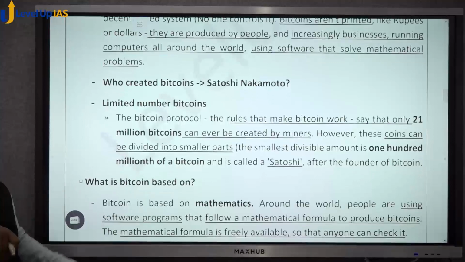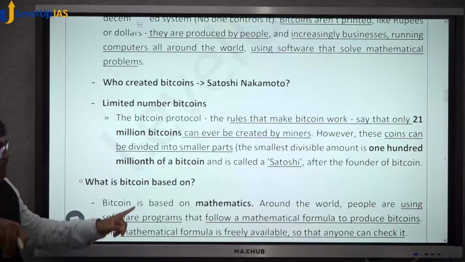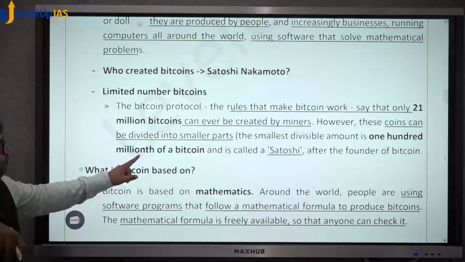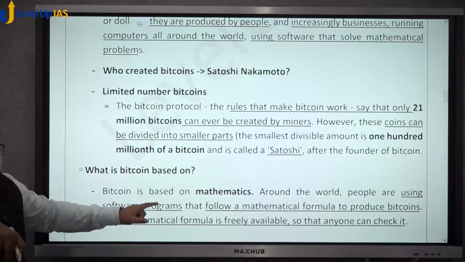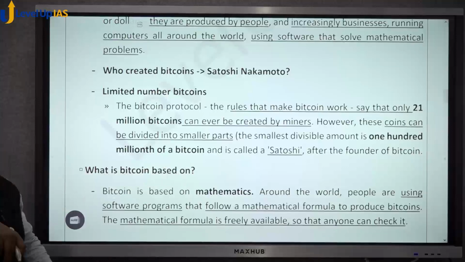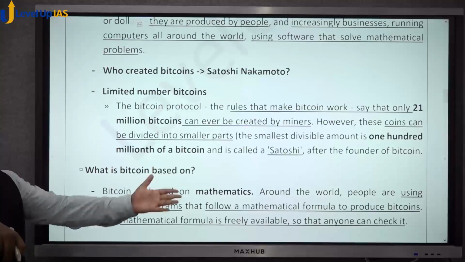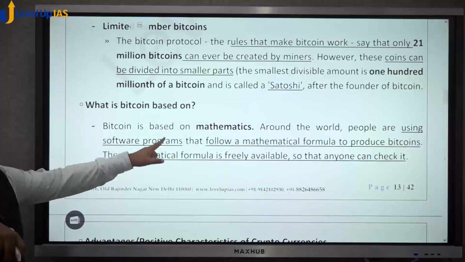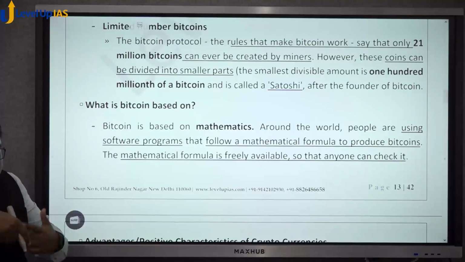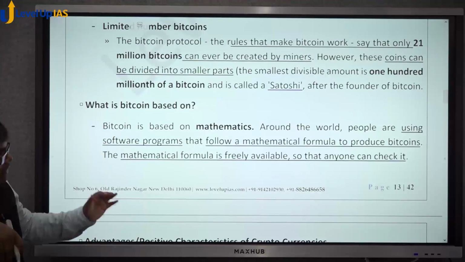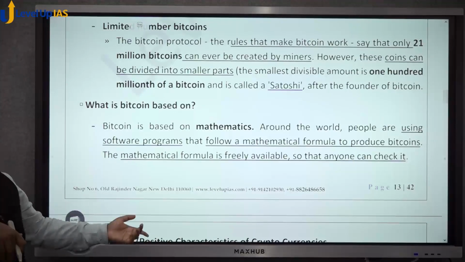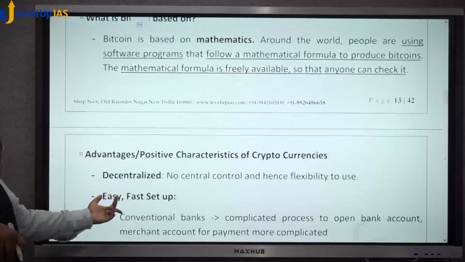There are limited number of Bitcoins which will be generated in the Bitcoin system. 21 million Bitcoins हैं. Each Bitcoin can further be divided into 100 millionth of a Bitcoin, and that smallest unit is called Satoshi. ऐसे संतोषी से सातोशी याद रख सकते हो. What is Bitcoin based on? It's based on mathematics. Mining will depend on solving of mathematical problem. With solving of every problem, the problem is becoming more difficult and mining Bitcoin is becoming more difficult.